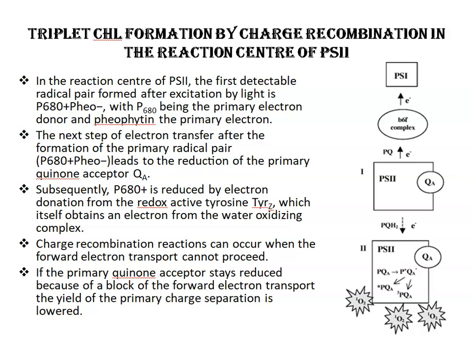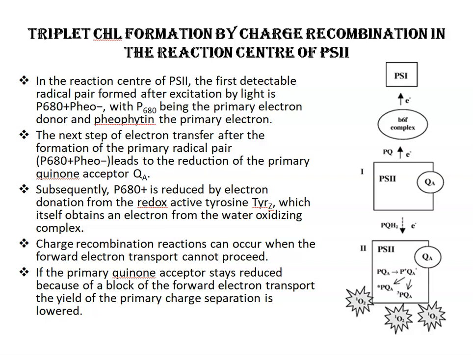The next step of electron transfer after the formation of the primary radical pair leads to the reduction of primary quinone acceptor, QA. Subsequently, P680 is reduced by electron donation from the redox active tyrosine, which itself obtains an electron from the water oxidizing complex. So charge recombination reaction occur when the forward electron transport cannot proceed.